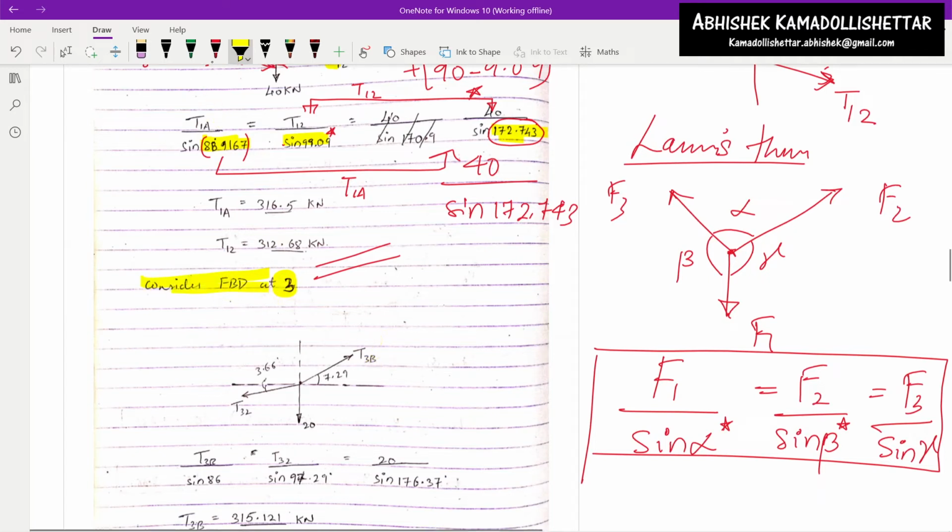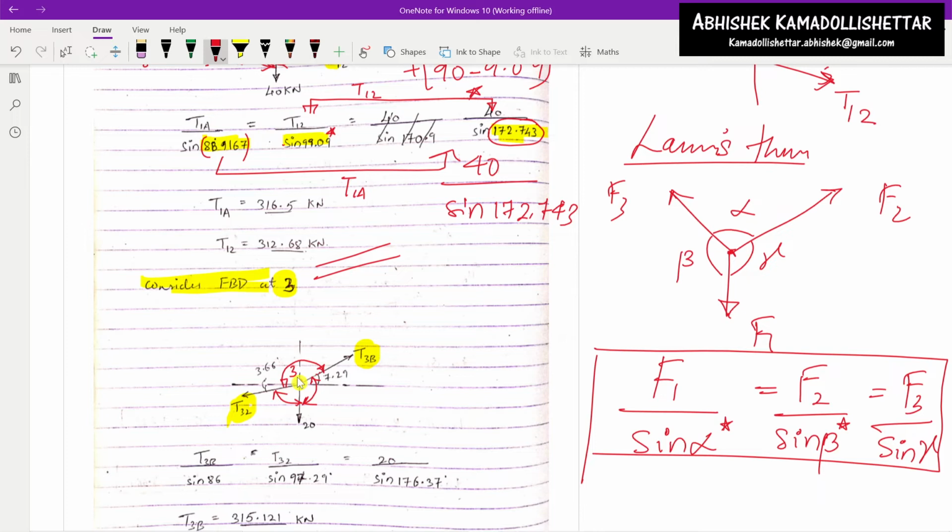Now at 3, the tension is T3B, and the one more tension is T32. T32 means it is starting from 3, and next it will be 2. So at location 3, the joint here is the third location. You have to find the value of the angle here, and there is another angle here, so this value of angle you have to find separately, and the remaining part you have to find.